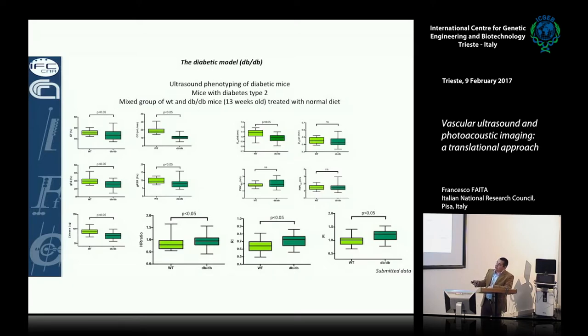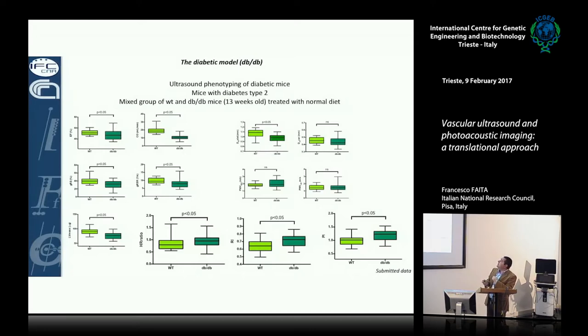Instead, on the contrary, the left ventricular mass of these diabetic mice is lower than the left ventricular mass of wild type. So we know this can be due to the deleterious effect of sustained insulin resistance and hyperglycemia, but we are also speculating that we are in face of a different cardiac dysfunction, which is usually associated with cardiac hypertrophy.